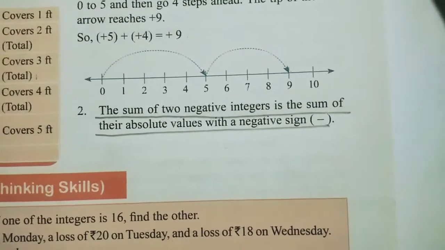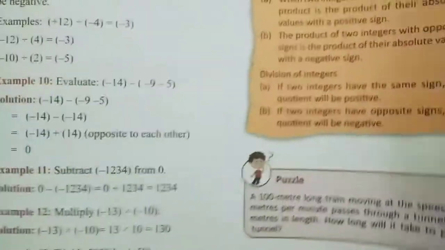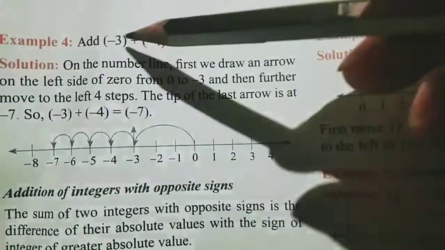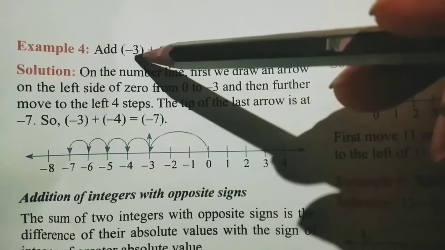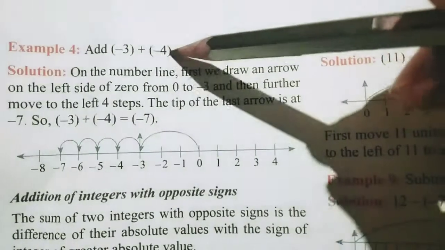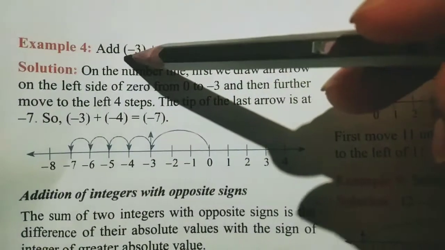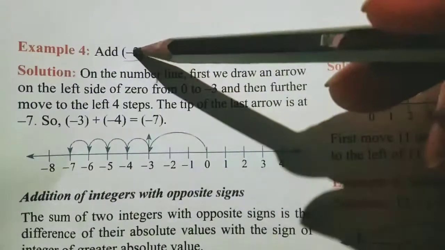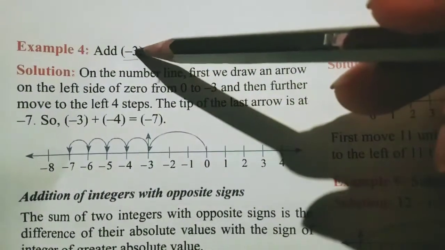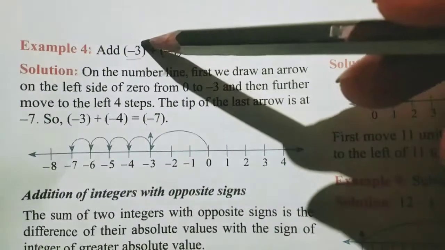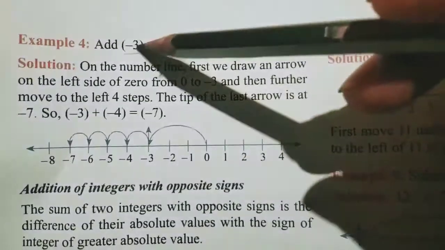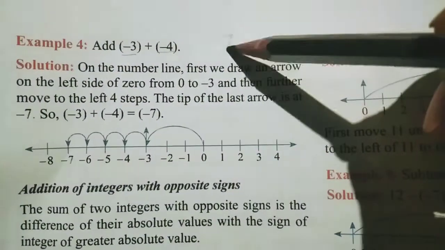So see the example in the next page. See here it is given, add minus 3 plus minus 4. So you are adding minus 3 and minus 4. So they are having the same sign but they are having the negative sign. So when you add two negative numbers, the operation will be addition only. The numbers will be added. 3 plus 4 will be what? 7.